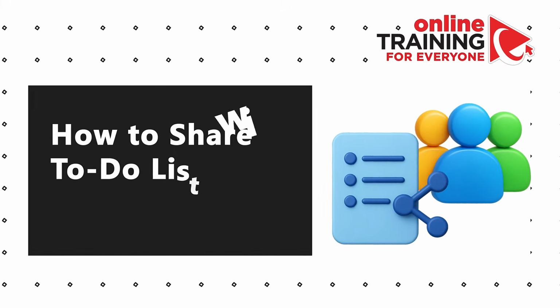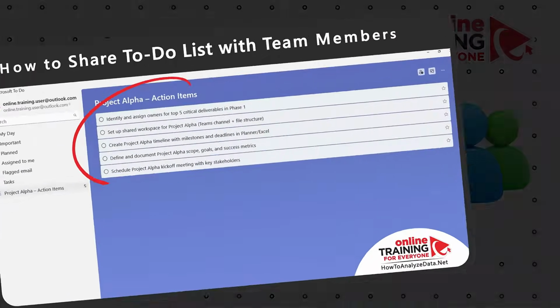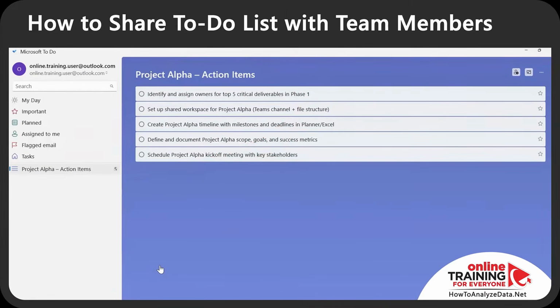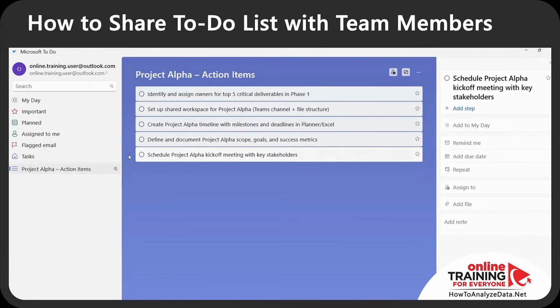Very frequently, you may need to share a Microsoft To Do list with other team members. Take a close look at this list, Action Items for Project Alpha. It has 5 important tasks that need to be completed, but I can't do it alone. I need to share it with my team members.